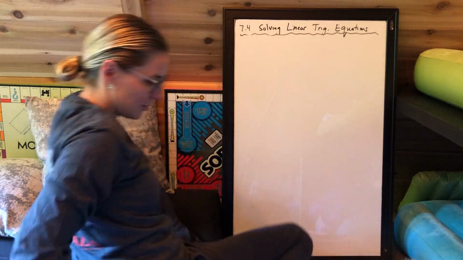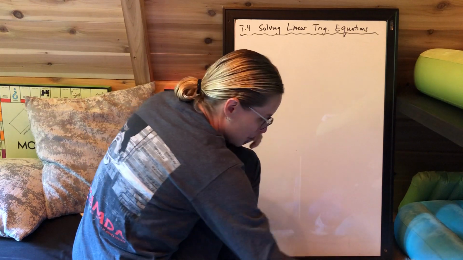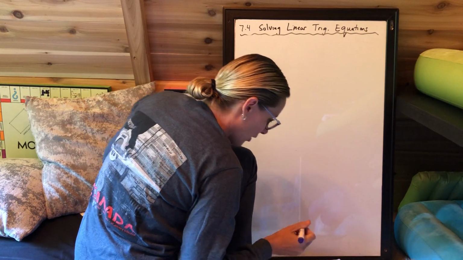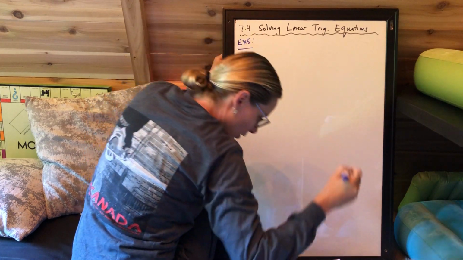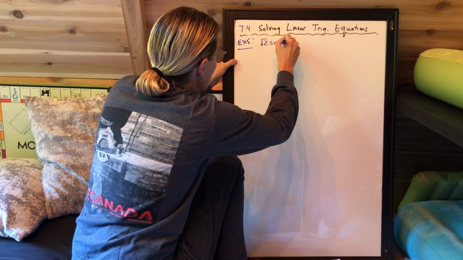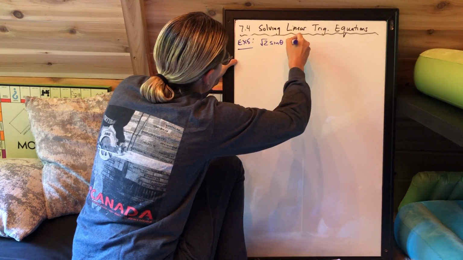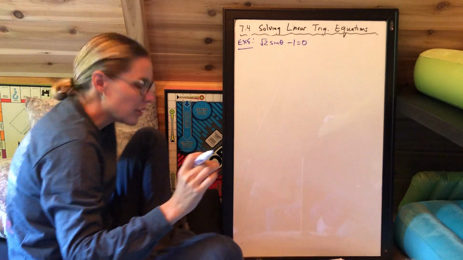Okay, let's go back. So what they had here for Example 5 looked like this: root 2 sine theta minus 1 equals 0. Now, the only key to this is you have to rearrange it.